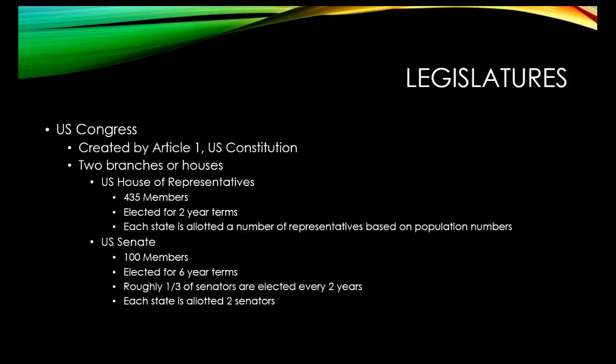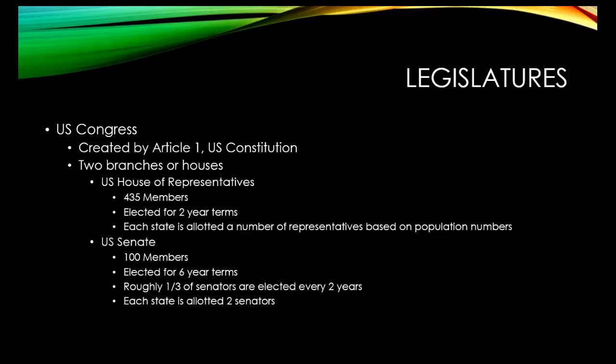Know that the members of the House of Representatives are elected for 2-year terms, and each state gets its number of representatives based on its population, and those are changed every 10 years after the census is taken. Currently, North Carolina has 13 representatives from our state. The largest state, California, has 53. So those can change every 10 years, based on how many representatives each state gets with its population.